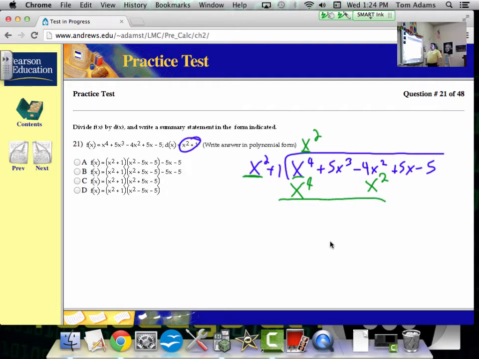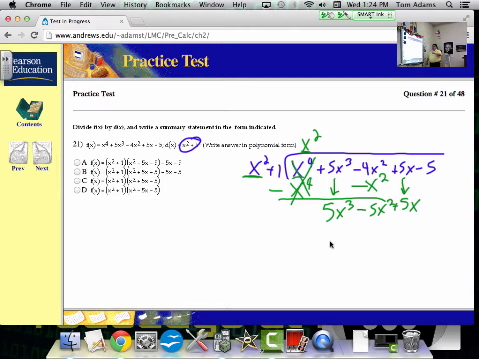Now when you do long division, what's usually the next step? Subtract, then drop. So I'm going to subtract these. These will cancel. I'm going to drop this 5x to the 3rd down. These become negative 5x squared. And you'll see that I'm going to end up having to drop down my positive 5x.